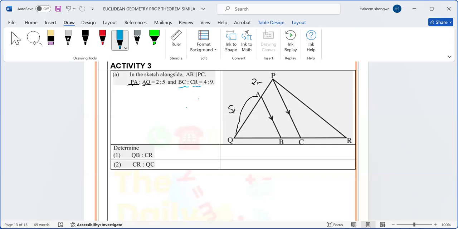Let's start with what is given here in the statement. BC, this one, is 4. Then CR is 9. Is it just 4? Or is it 4x and 9x? 4x and 9x.